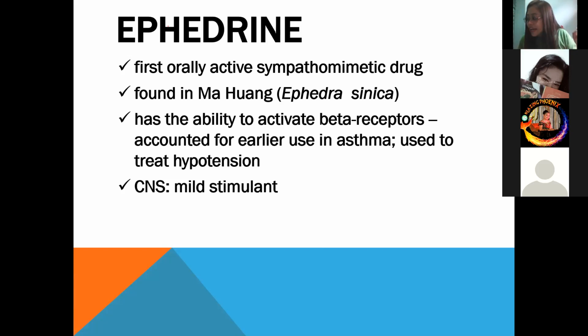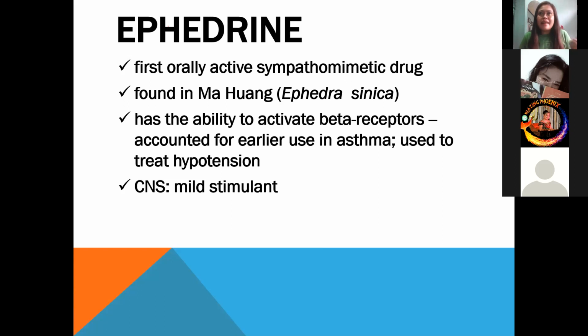Now this one is an alkaloid, so it comes from a plant. The name of the plant is mahuang. Scientific name of that plant is Ephedra sinica. Its alkaloid is ephedrine. So what is ephedrine for? It has the ability to bind to the beta receptor. That is why the first use of ephedrine is for asthma.